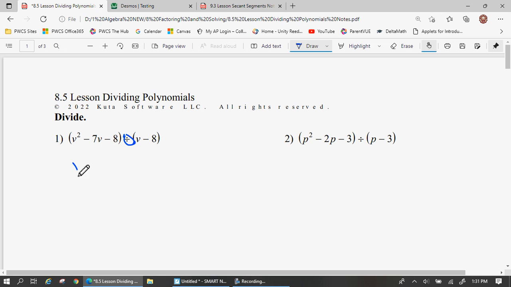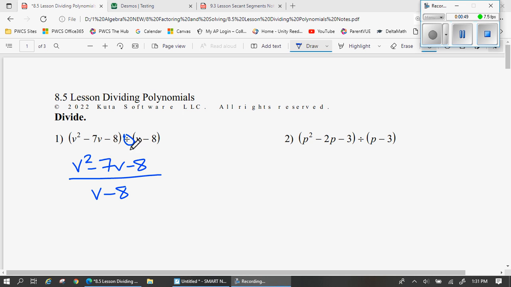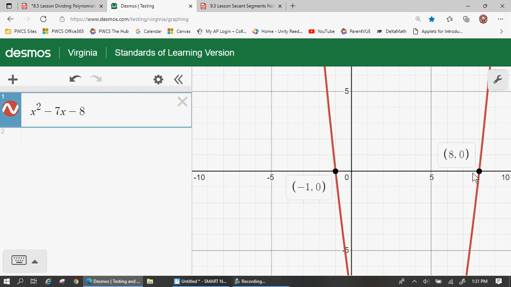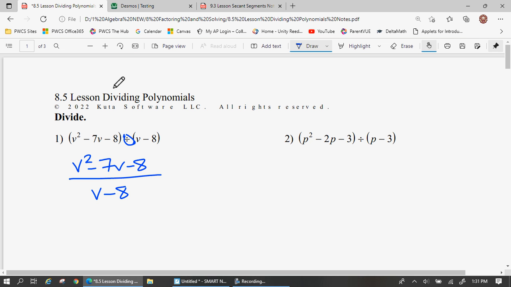So I'm going to rewrite that so it looks like division that we're used to. And then what I want to do is factor this numerator, the top of my fraction, completely. So I'm going to graph that, and I'm going to find its factors. When I graph this, I get x equals -1 and x equals +8. And I'm going to use v.